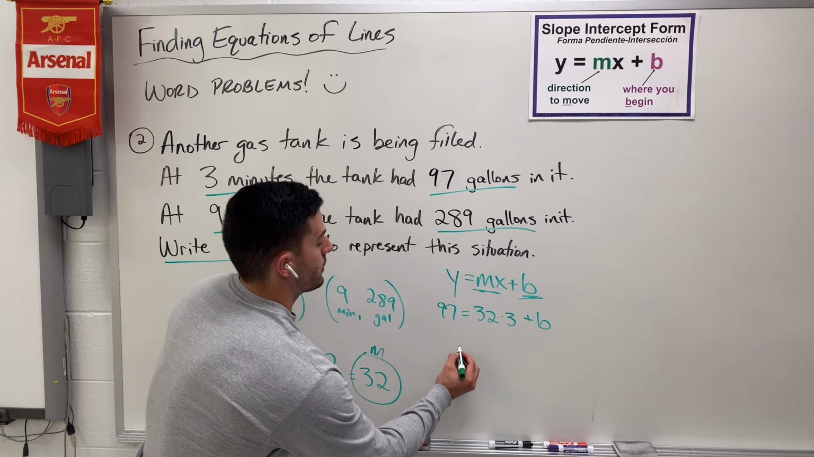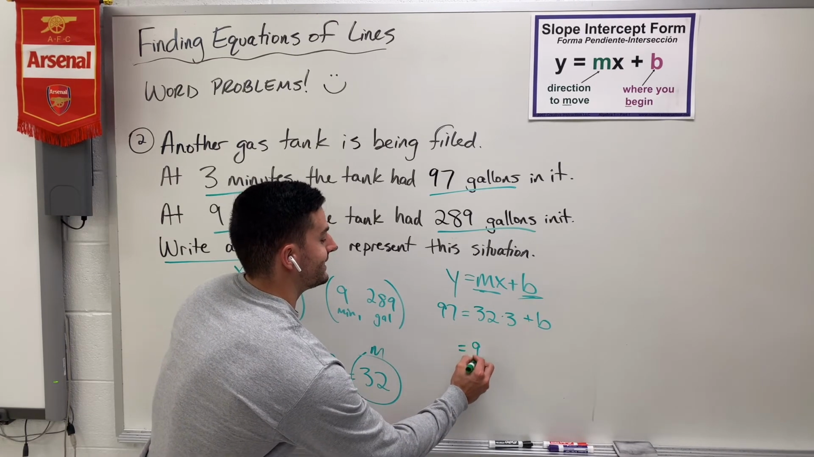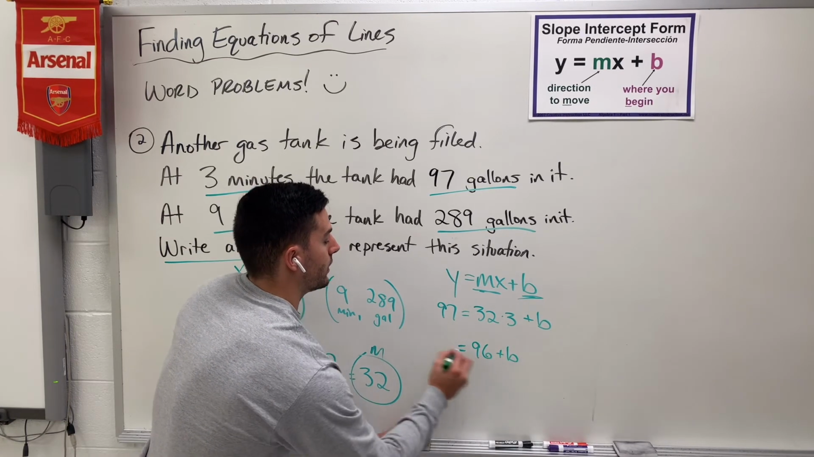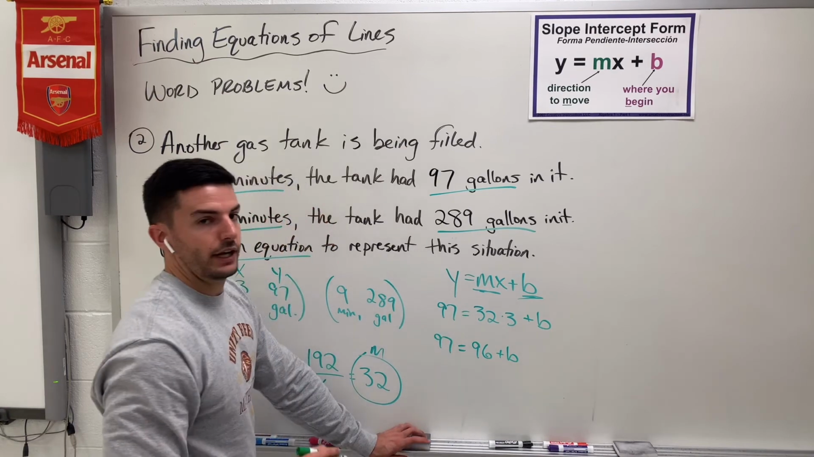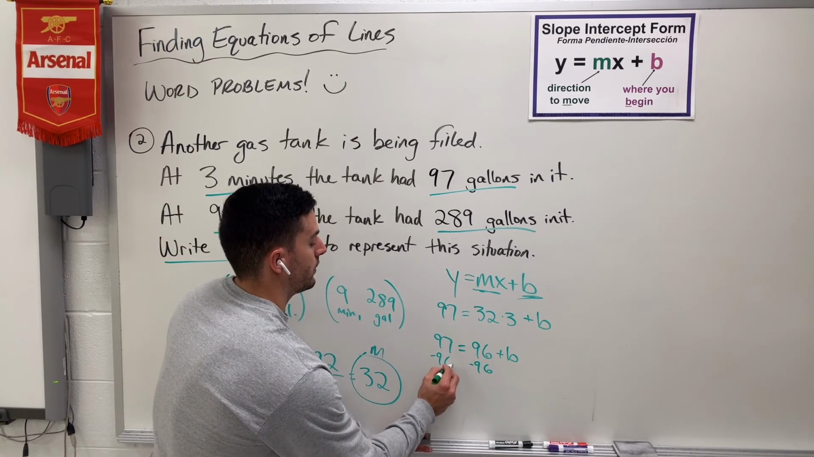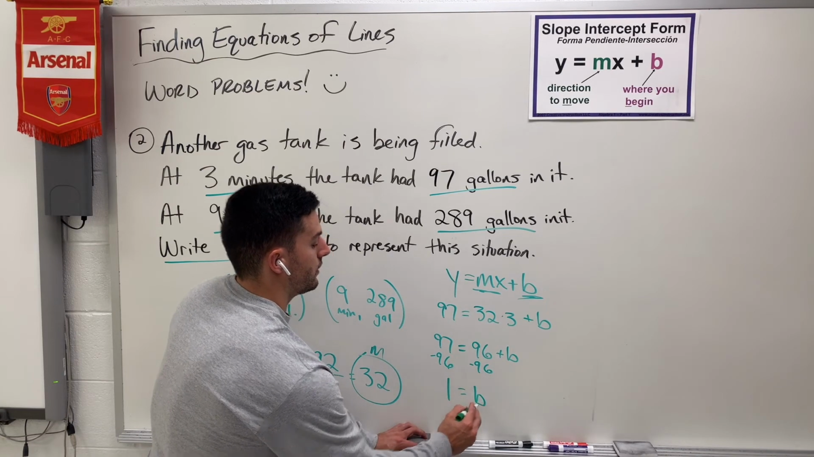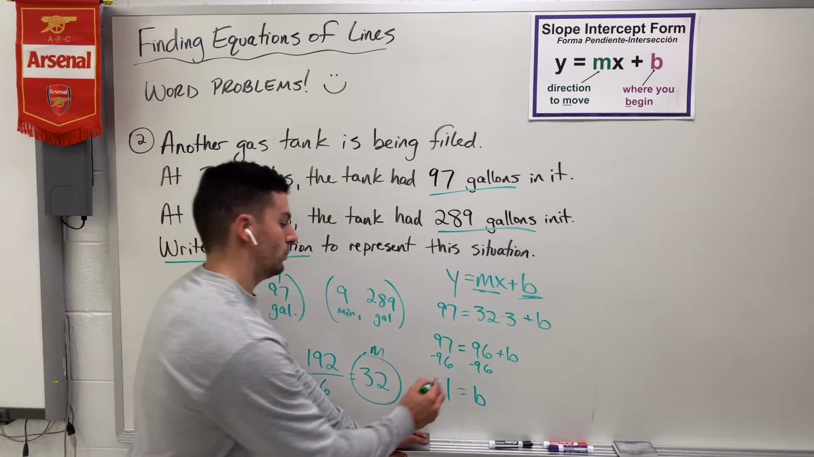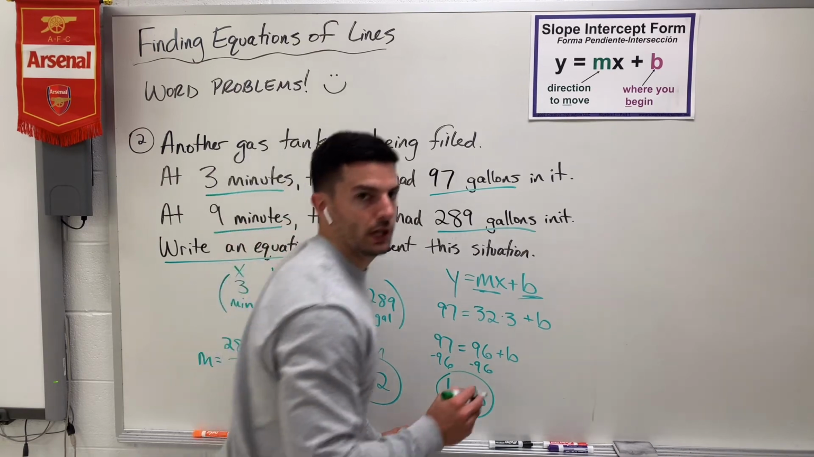Okay, 32 times 3 is 96. So 97 equals 96 plus b. And I subtract 96 from both sides. So 97 minus 96 is 1. So my b value is 1.